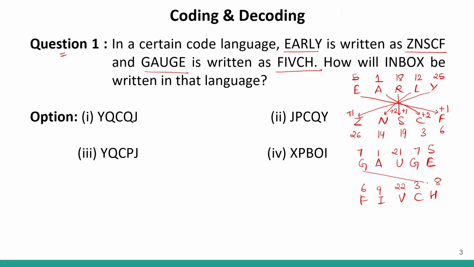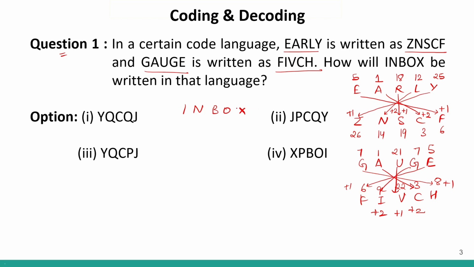So again from G to H we moved 1 position forward. From E to F we moved 1 position forward. From A to C we moved 2 positions forward, and from G to I we moved 2 positions forward, and in the middle we moved 1 position forward. So again the same pattern. So we will do the same pattern for INBOX, correct?